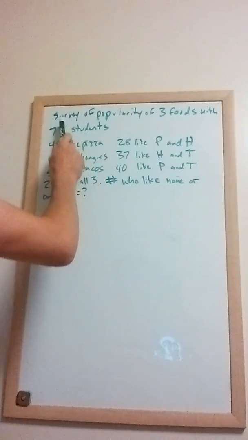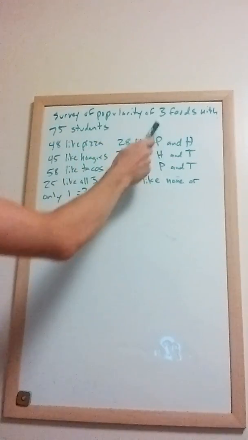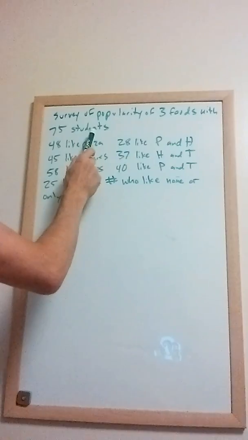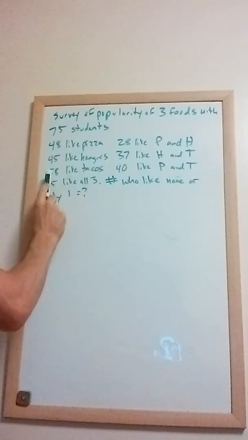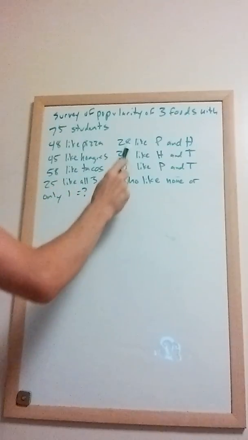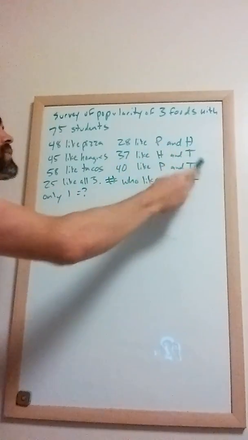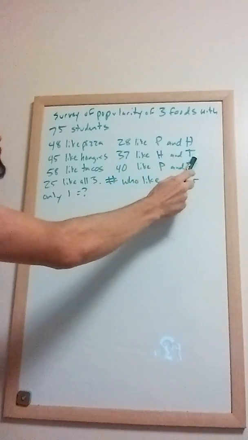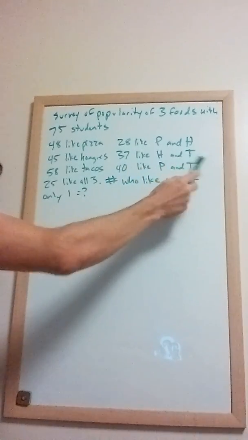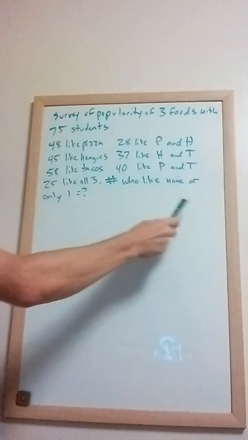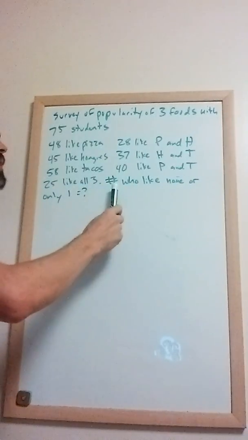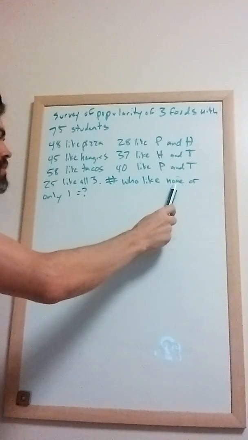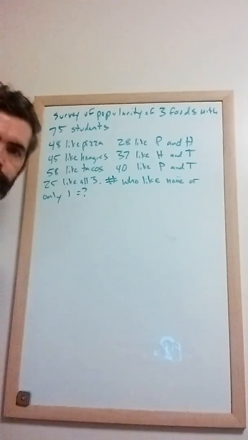So just to refresh your memories on the situation, this was from an official practice test, and the question was something like this. There was a survey of the popularity of three different foods with 75 students, and the results were that 48 like pizza, 45 like hoagies, 58 like tacos, 28 like pizza and hoagies, 37 like hoagies and tacos, 40 like pizza and tacos, and 25 like all three. And the question is, what's the number of students who like none of those three or only one?